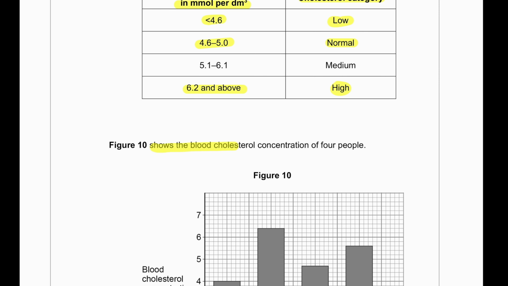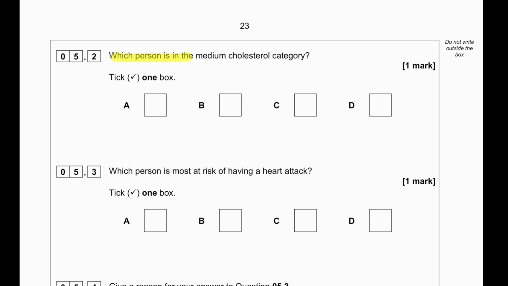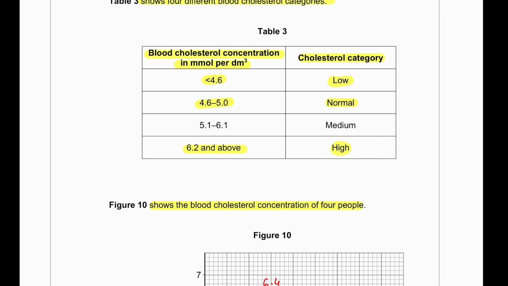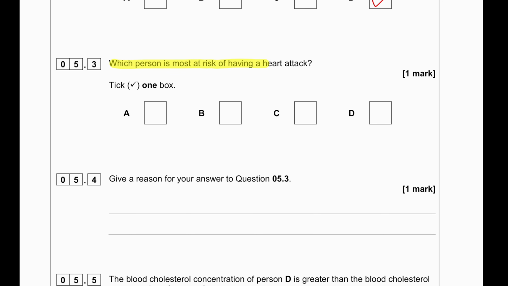Okay. Figure 10 shows the blood cholesterol concentration of 4 people. We can see person A, B, C, and D. A has a blood cholesterol concentration of 4, B has 6.4, C has 4.7, and D has 5.6. Which person is in the medium cholesterol category? So medium cholesterol category is when someone has between 5.1 and 6.1. So 5.1 and 6.1 would be person D. Which person is most at risk of having a heart attack?